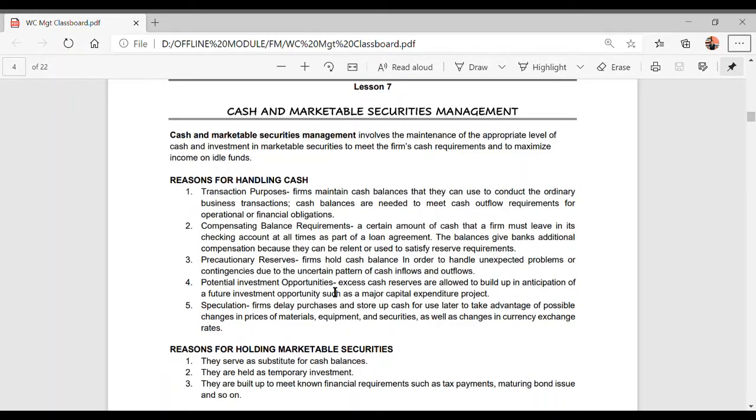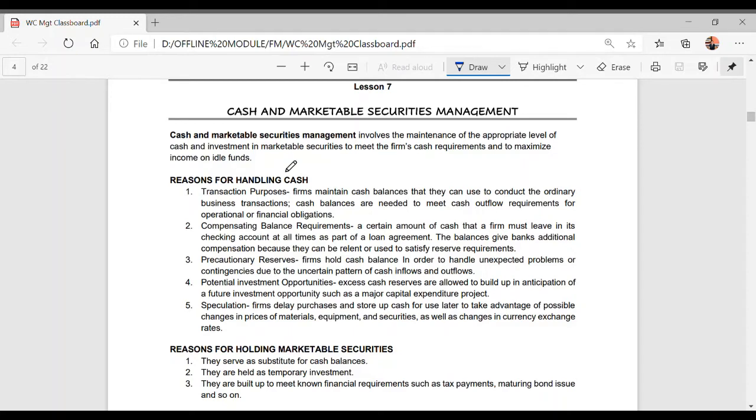We have the cash and marketable securities management. So the cash and marketable securities management involves the maintenance of the appropriate level of cash and investment in marketable securities to meet the firm's cash requirements and to maximize income on idle funds. So idle means those funds that are not used. So we have to make them productive by making necessary investments.